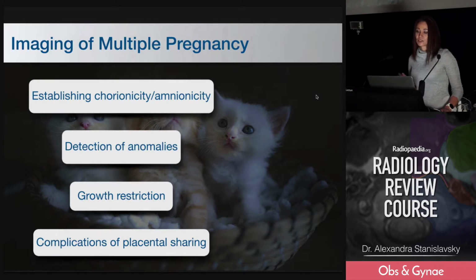Okay, so this is our structure for multiple pregnancy, and really this will cover most of the topics that you will encounter in a problem-solving scenario when dealing with a multiple pregnancy. We'll talk about establishing chorionicity and amnionicity. We'll talk about detection of fetal anomalies in a multiple pregnancy, growth restriction, and a group of conditions which I'm sort of lumping as complications of placental sharing.